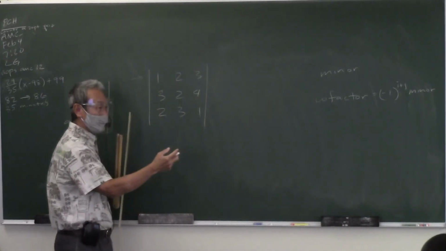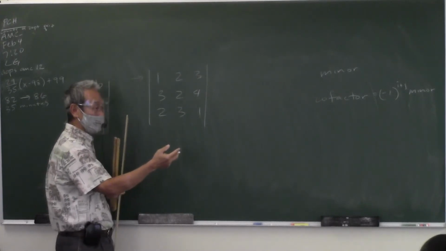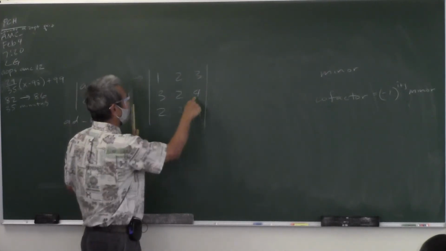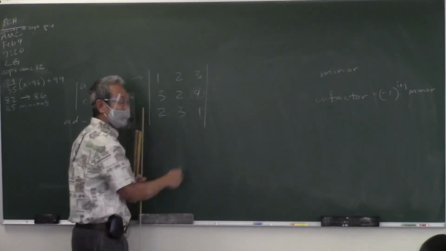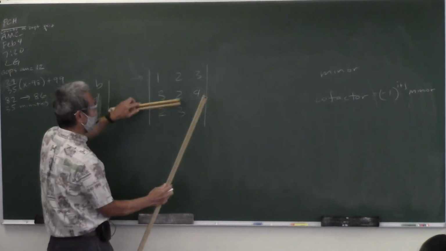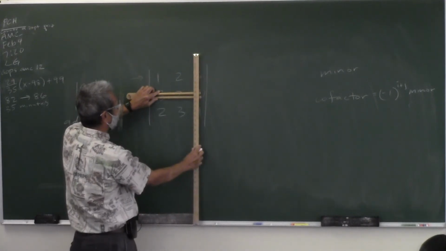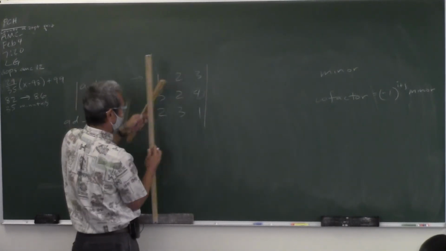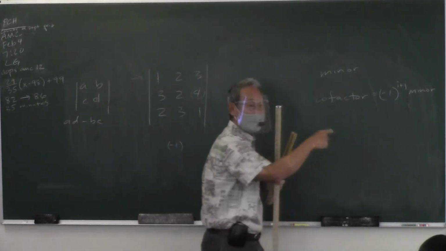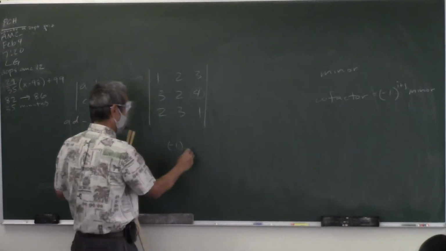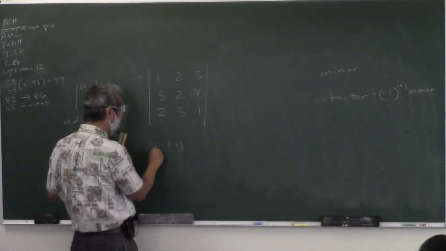Well, i plus j is the row and column number that it's in. So for example, this one right here, what is the cofactor of this? Well, first you compute the minor. Did we do this one already? 3 minus 4 is -1. But now you have to multiply it by -1 to the i plus j. So you've got to multiply it by -1.